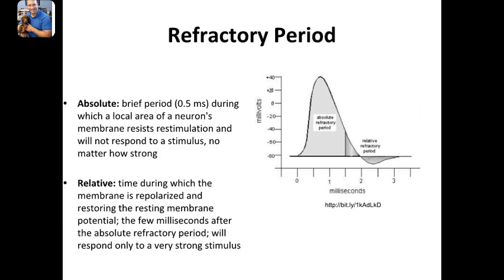A nerve can, quote unquote, fire. It can't fire right after it's fired, immediately, right? It needs a little bit of rest. It's called the absolute refractory period. Then the relative refractory period, a couple seconds go by, we're back in business. Good? Good.